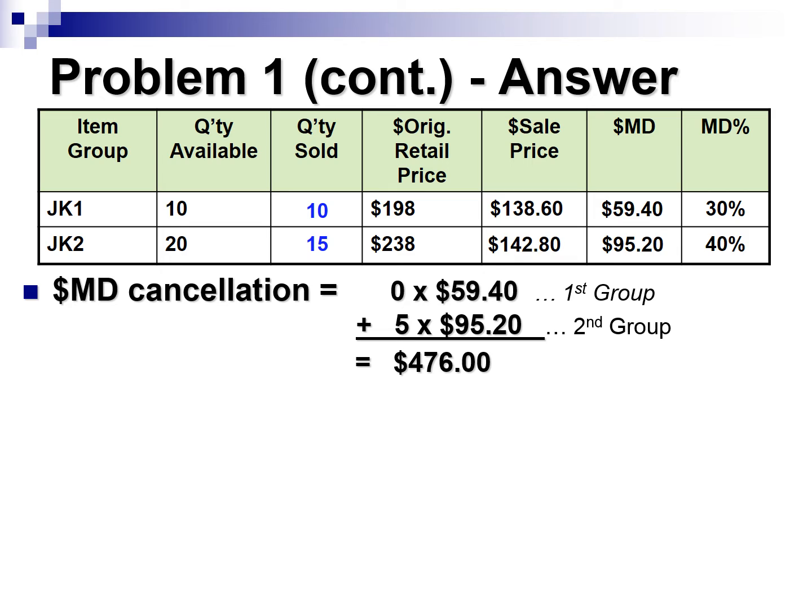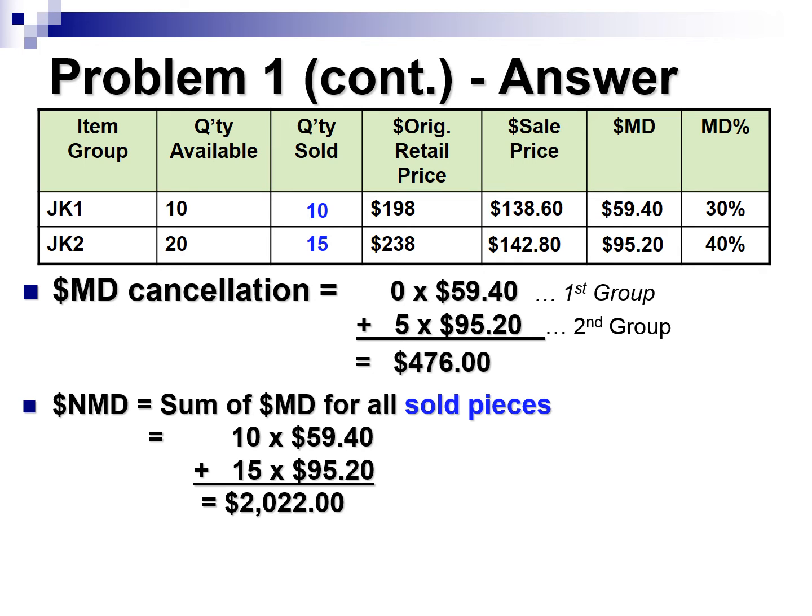From the second group, we had 20 items available, but out of those, 15 were sold. So what's left unsold would be the 5 items, right? 20 minus 15. Each of the 5 items carried a markdown dollar of 95.2 according to the previous calculation. So those 5 items will constitute the dollar markdown cancellation, right? So 5 times the dollar markdown of 95.2 would be our markdown cancellation here.